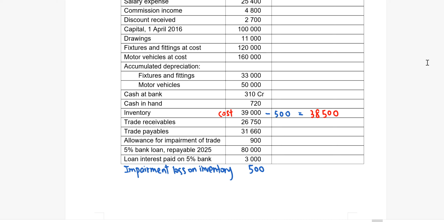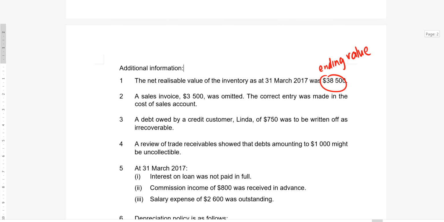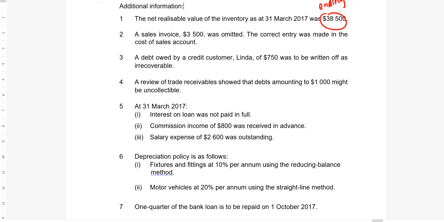Let's look at our second adjustment. A sales invoice of $3,500 was omitted. The correct entry was made in the cost of sales account. First thing, we got to ask ourselves, what is the meaning of the word invoice? The word invoice means that there's still an amount owing by the customer, because this is a sales invoice, so amount owing by customer.